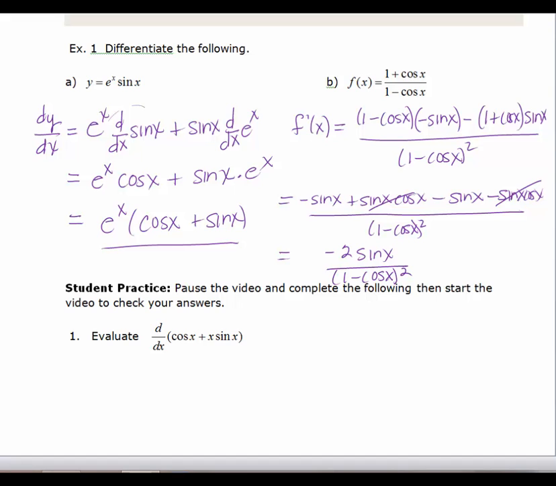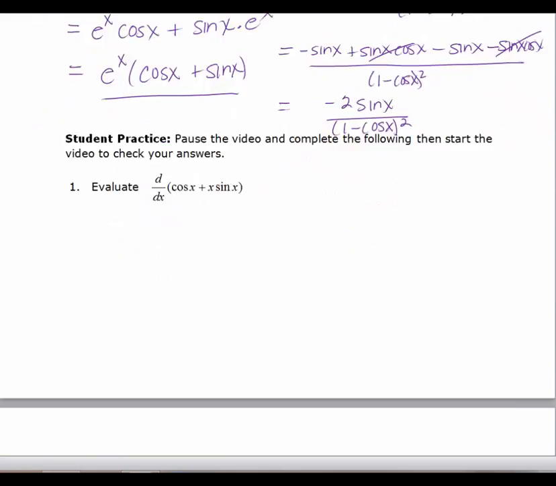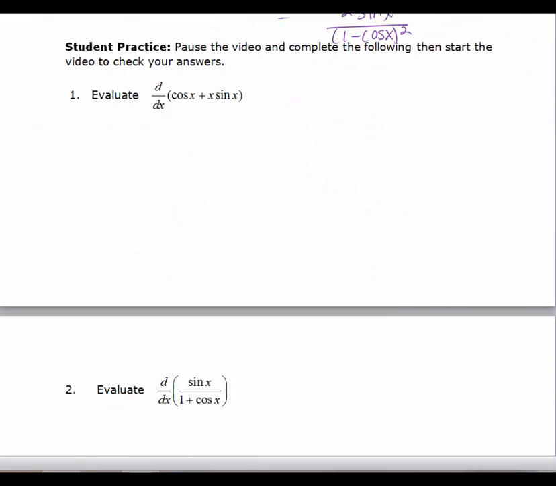At this point, I'd like you to pause the video and try the next two problems. The first one involves using both the sum rule and the product rule, and the second one involves the quotient rule. What I'd like you to do is try to simplify as much as possible. Factor, and cancel common factors.